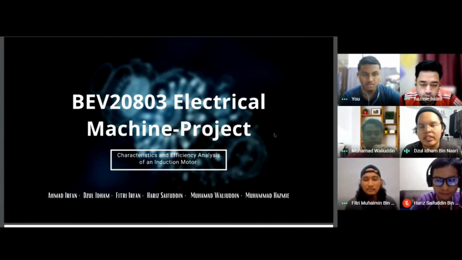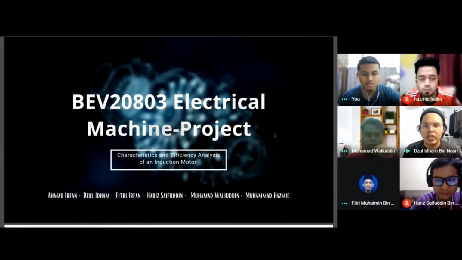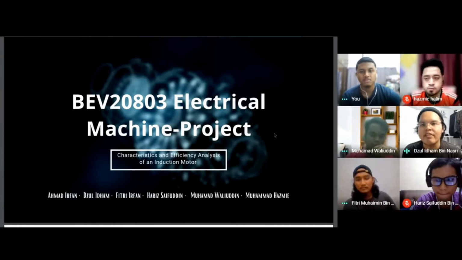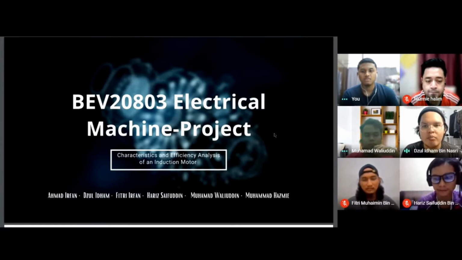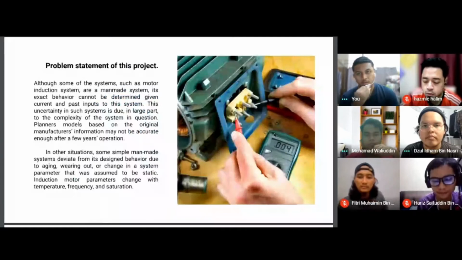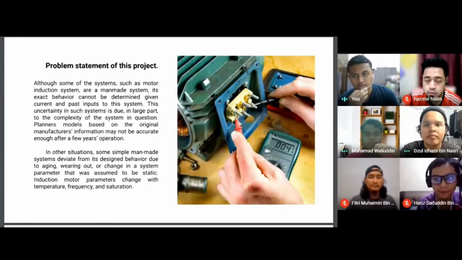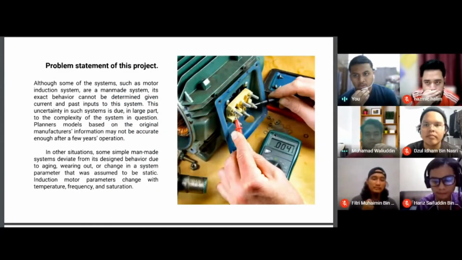Today, my group 6 from session 4 wants to present our electrical machine project entitled Characteristic and Efficiency Analysis of an Induction Motor. I am Zul Idaham, with my teammates Ahmad Ifan, Fitri Muhaimin, Haris Saifuddin, Muhammad Waliuddin, and Muhammad Hazmi.